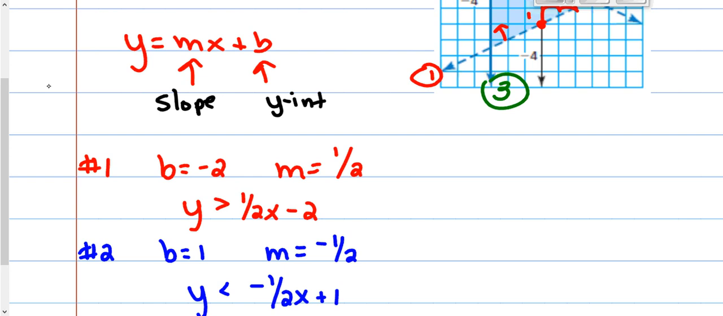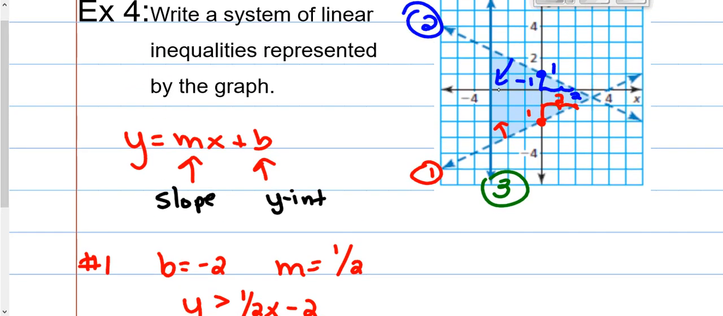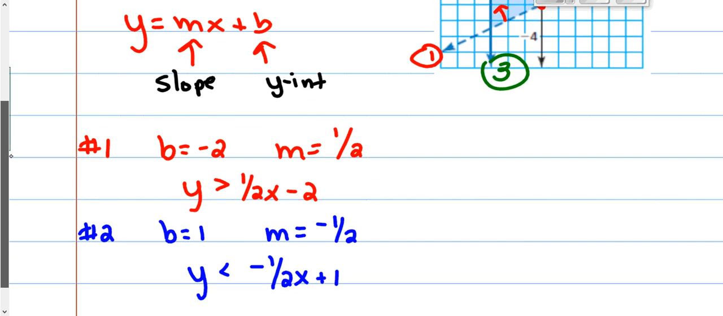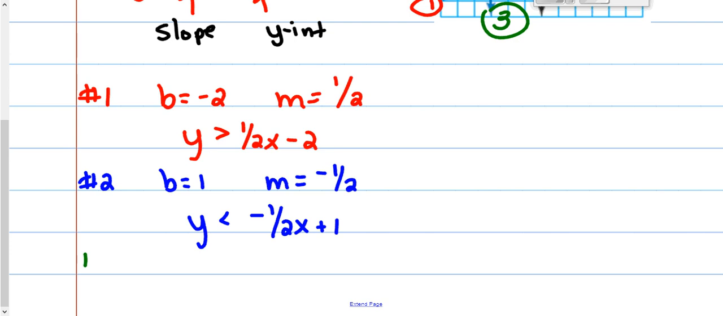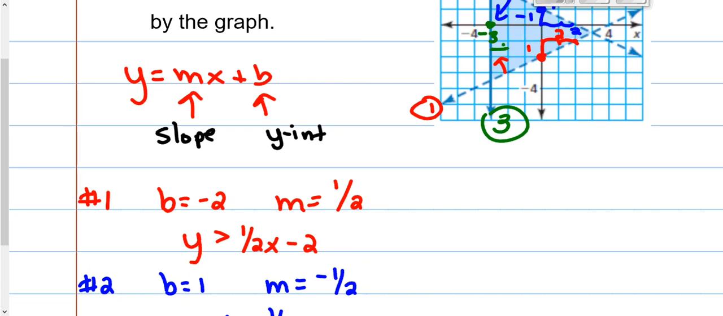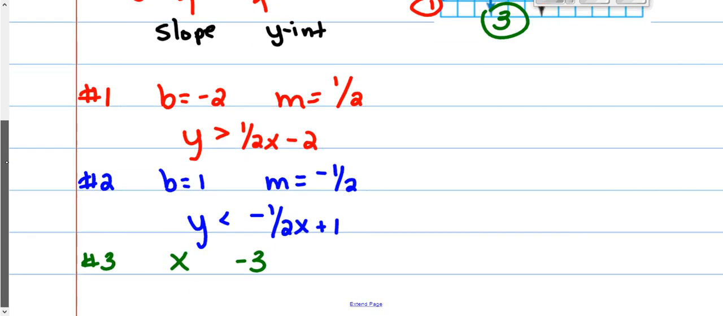All right, let's look at the third one really quick. The third one has no y-intercept at all. It has an x-intercept of negative 3, and it's vertical. When it is a vertical line, it is just an x. So number 3 is just going to be x and negative 3. Let's look at the shading. It shades to the right. Remember I said only look at left and right when it's vertical, so that's going to be greater than. And it is a solid line, so that's equal to.